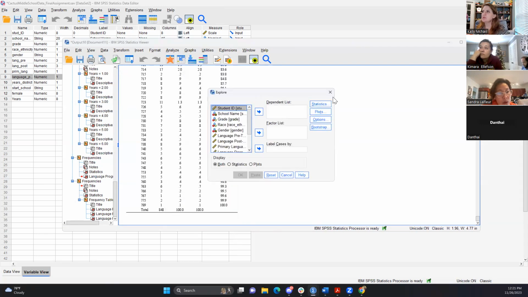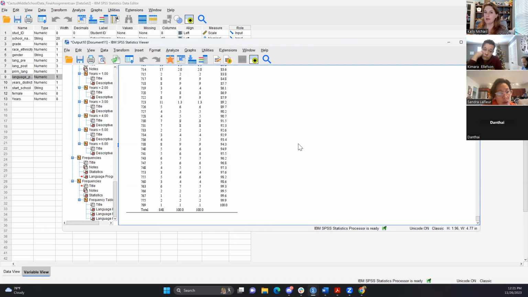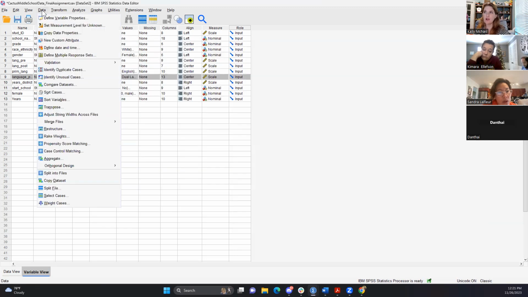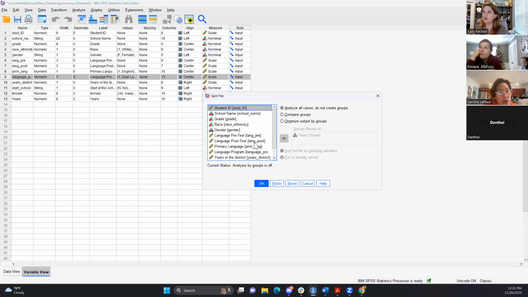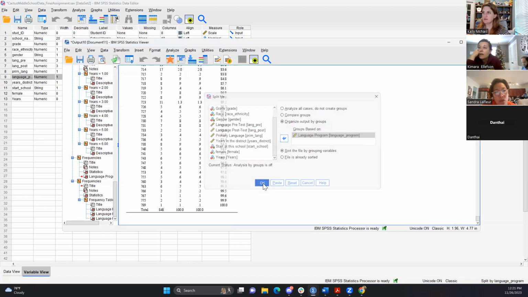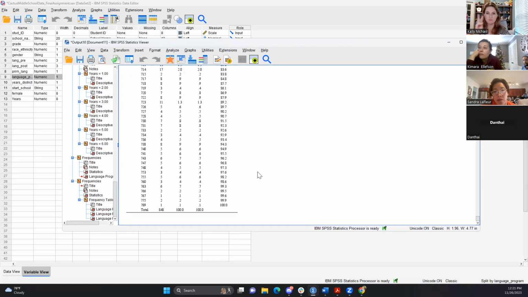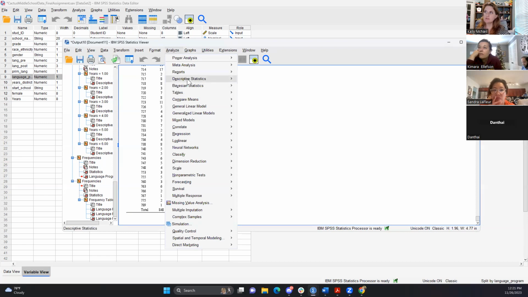It's almost like we need to split the data file by. That's what we need to do. We could split the data file and group it because there's only 2 values in that group, right? And then it would show us. If I go to the data and split the file by this language program variable, okay, now anything we analyze is only for those 2 groups.